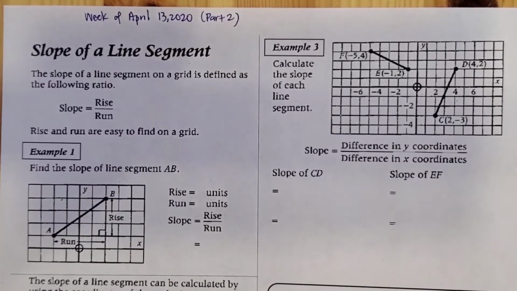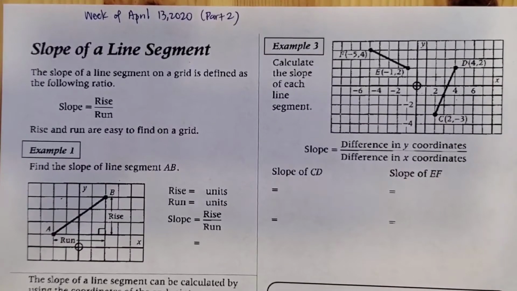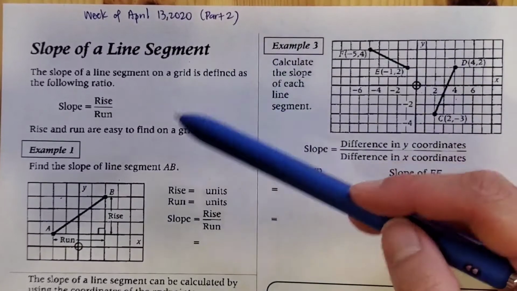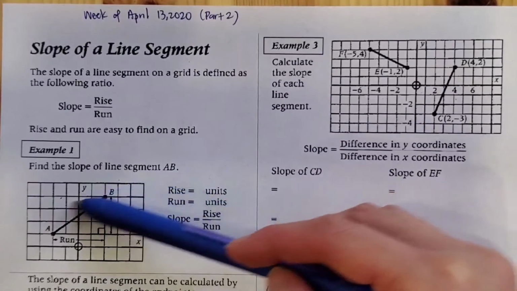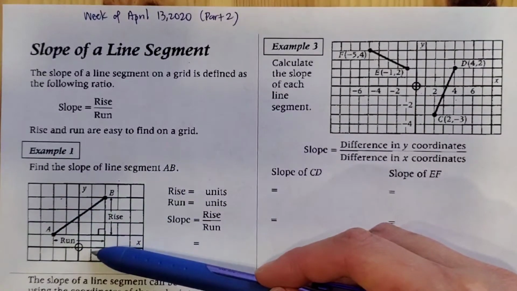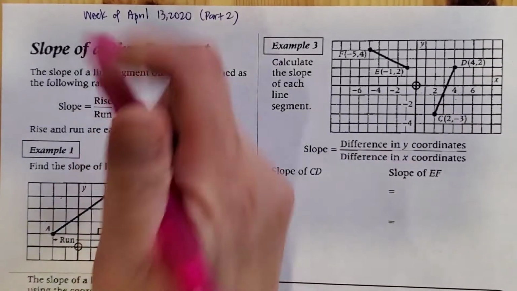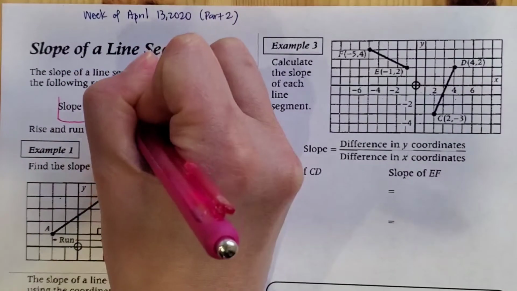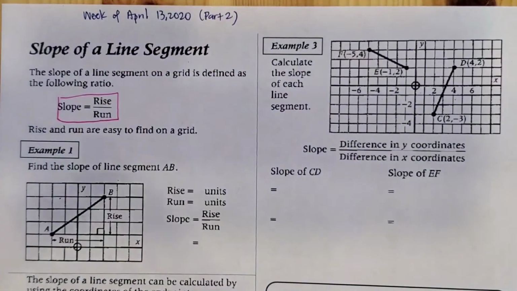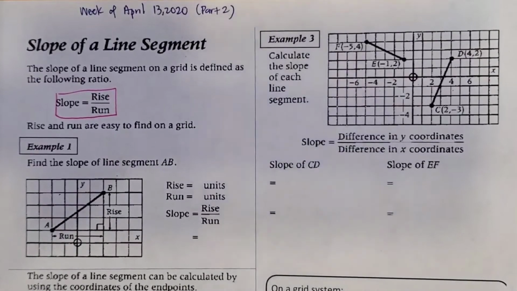Okay. So now that you know how to do slope and its applications, which is rise divided by run, or rise over run, we're going to look at what if we're given a line on an actual grid. Okay, so the ratio is still the same. Slope, when you have to find it, is rise divided by run. And for the first example, that's the easiest way to do it, actually.